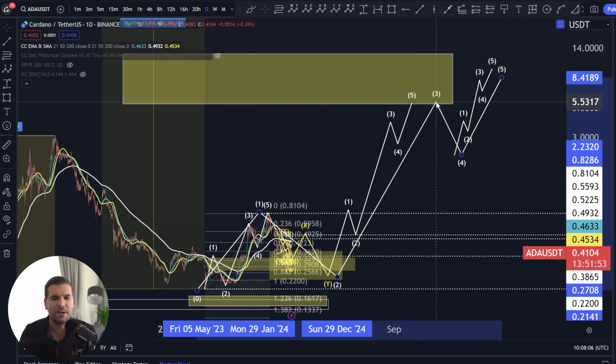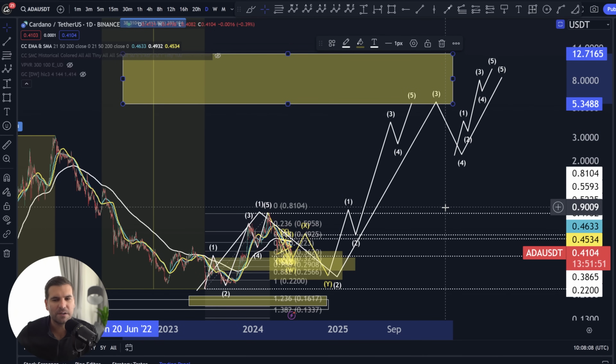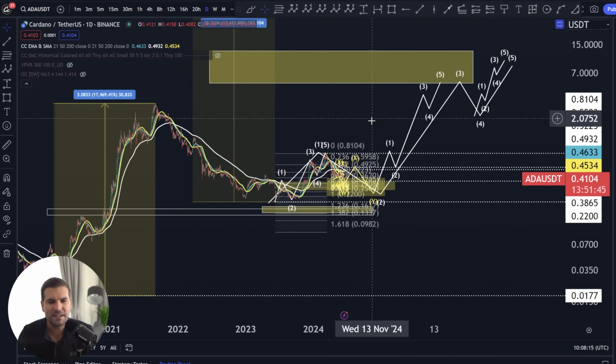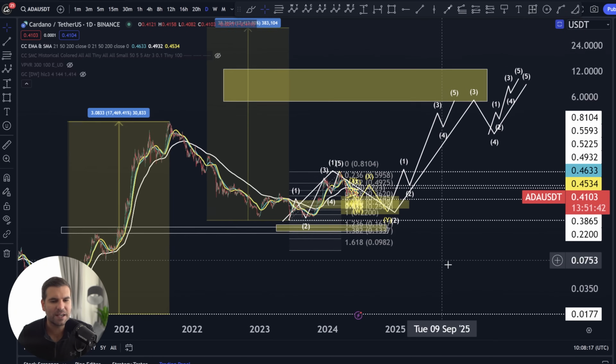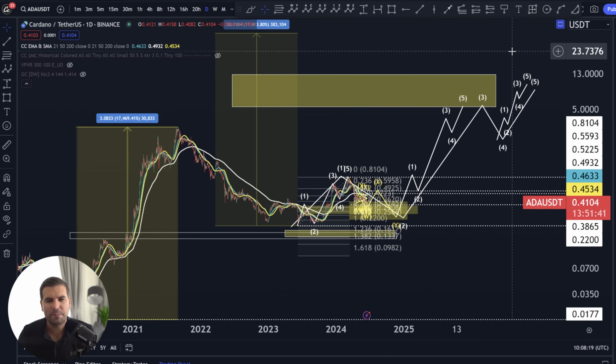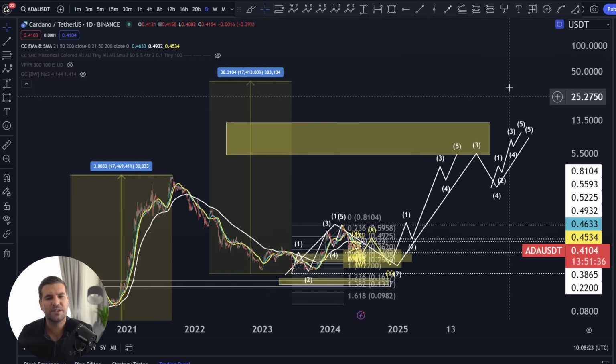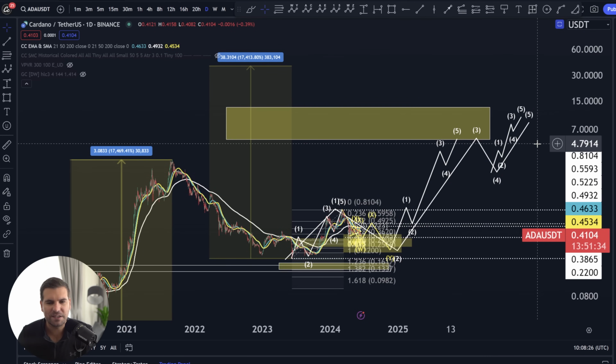where we can then talk about the wave 3 kind of coming up into the range between $5.34 and $12.71. This is really where we think we're likely to see the next kind of big surges for Cardano's ADA. And of course, where we can talk about the potential for that continuation and continued runs up towards $20, $30 or something to that effect.